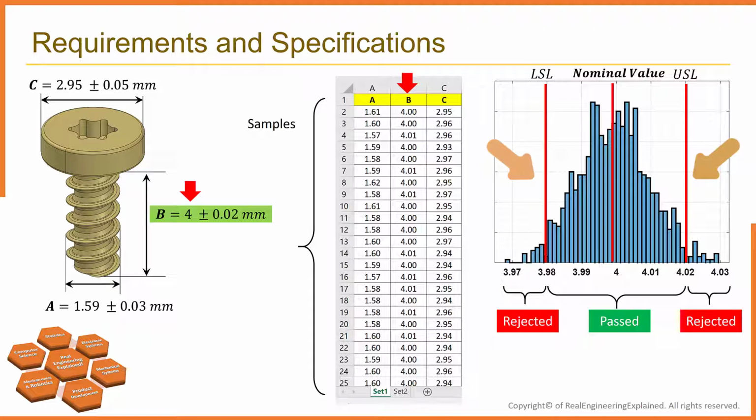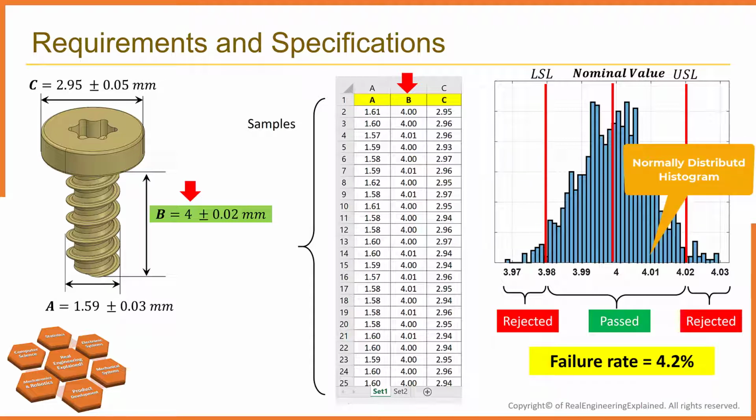For this case, the failure rate is 4.2%. Our process is represented by this histogram, which shows the measured data are normally distributed for dimension B. If we count the number of parts beyond 4.02 mm and below 3.98 mm and divide it by the number of samples, we will get a 4.2% failure rate. Whatever goes beyond the upper specification limit or below the lower specification limit is rejected and counted as rejected parts.